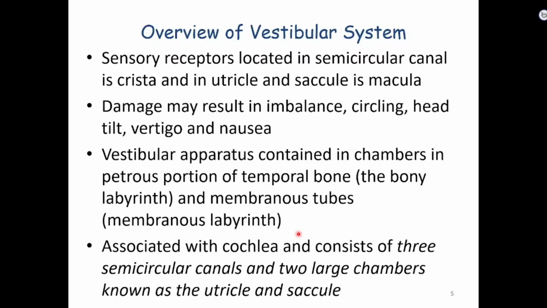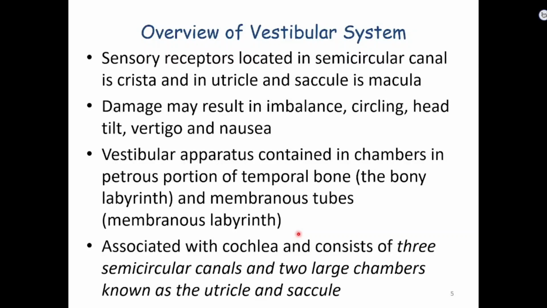And the sensory organ in the utricle and saccule is called macula. So macula is the sensory organ in the utricle and saccule, and crista ampullaris is the sensory organ which is present in the semicircular ducts or canals. Now, if you have damage to these sensory organs, either in the semicircular canal or in the saccule and utricle, this will cause vertigo and nausea.